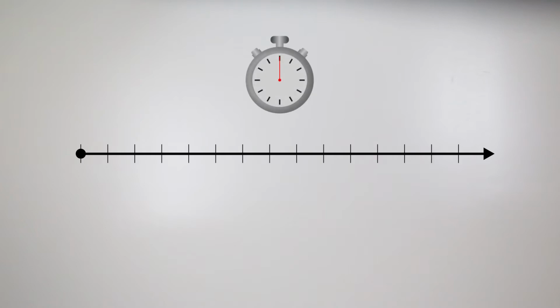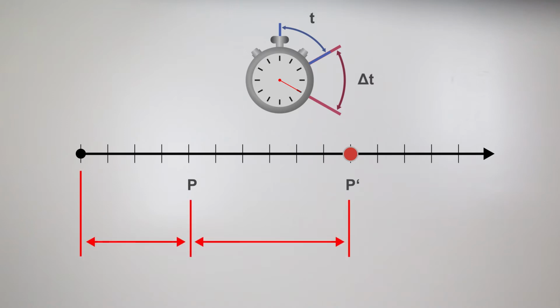In this case, we will simply show a horizontal line with an origin to indicate where the motion begins and an arrow on the right end of the line showing the positive direction. So at a particular time, the particle starts moving from the origin to the right to a new location P in time t. It further moves from point P to a new point P prime in time t plus delta t. We can denote the distance traveled by x and delta x respectively.